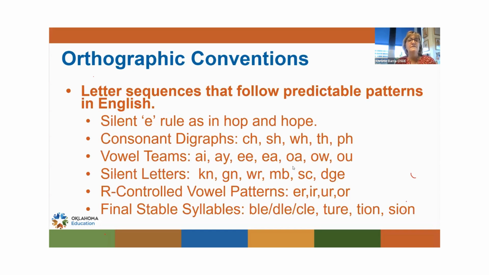All right. Then we also go from simple to complex on our orthographic conventions. Again, I'm going to show you where you can find our state resources on this, but we start with CVC, and then we move to the silent E rule. Then we move to digraphs, vowel teams, silent letters, R-controlled vowels, and the final stable syllables. So it's a logical sequence from simplest to most complex. Most programs follow this kind of sequence. I can't even think of one right now that doesn't follow a similar sequence.